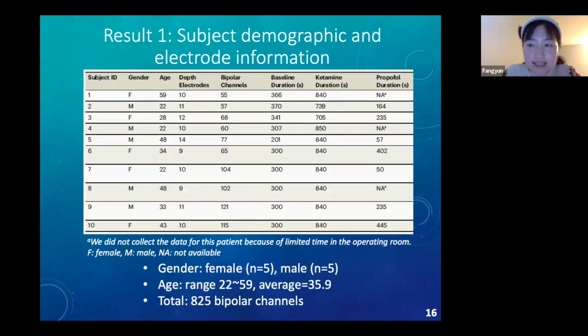We collected the data from 10 subjects, 5 male and 5 female, with age ranges from 22 to 59 years old, an average of 35.9. There are in total 825 bipolar channels.